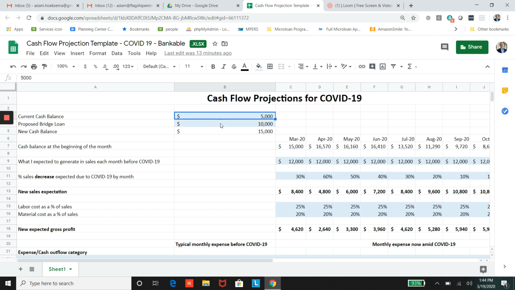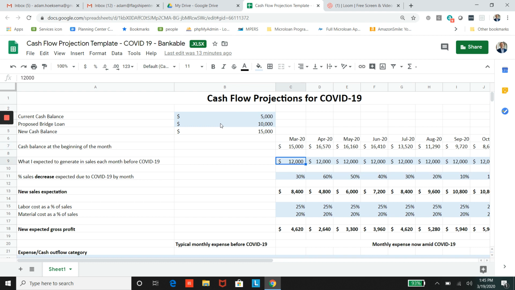The first thing that you need to know is that every cell that's highlighted in this light blue is a cell or an assumption that you can change, and you should change with your own assumptions or information. So you're going to want to start by putting in your current cash balance, how much you have in the bank right now, and then a proposed bridge loan. So let's say you had $5,000 in the bank, you're hoping to get a bridge loan of $10,000. That'll give you a new cash balance of $15,000. Now we're saying for March 2020, you're starting with $15,000 in the bank here.